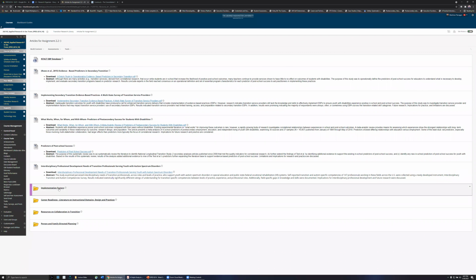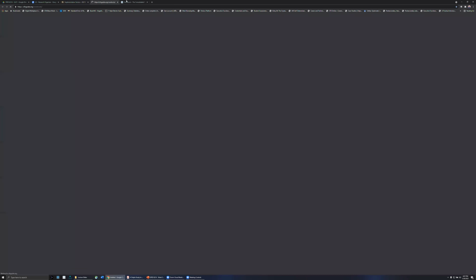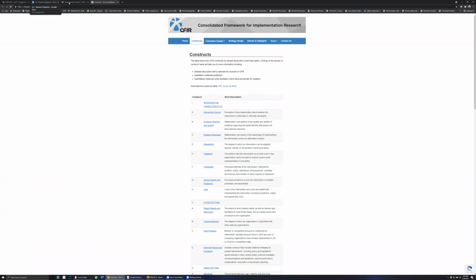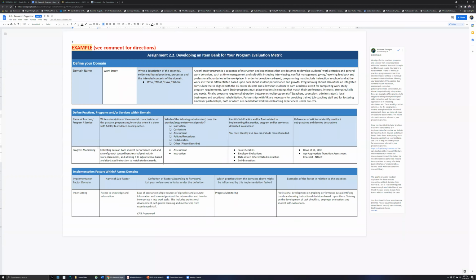Then you'll head over to the implementation factors folder and open up the C for constructs in your browser here. And once you've got those things open, leave this open because you might have to come in here. You'll definitely have to come in here actually to pull out one or more articles that'll help you develop your 2.2 organizer. Okay, let's talk about the directions first for this assignment.